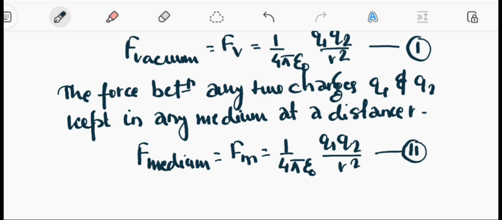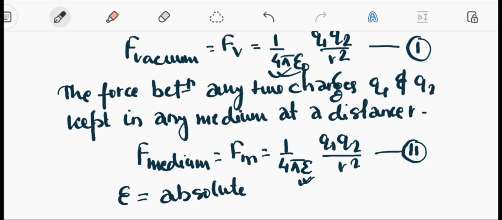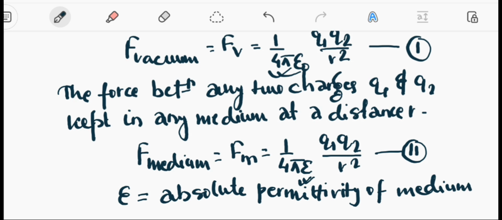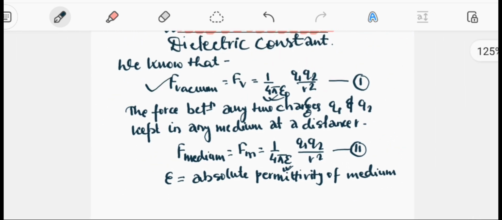Let us consider this is equation 2. Here the epsilon is, sorry, I have written it as epsilon naught. It should be epsilon only. Here epsilon naught means the absolute permittivity of vacuum. Here epsilon means the absolute permittivity of medium. Okay, now epsilon is absolute permittivity of medium. Clear?